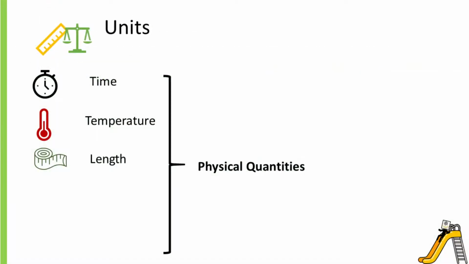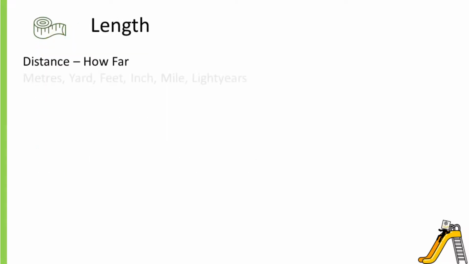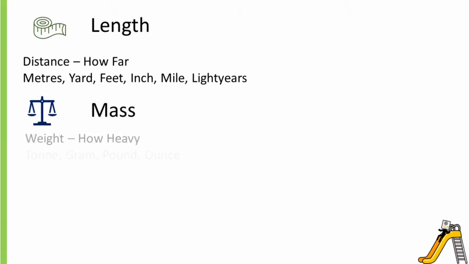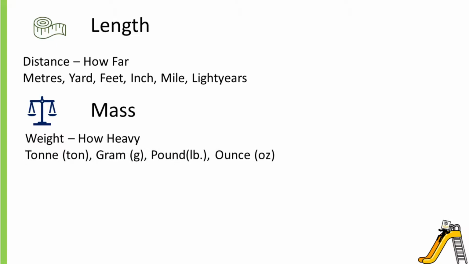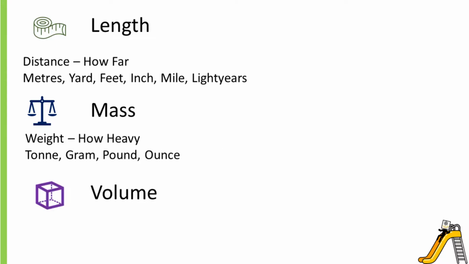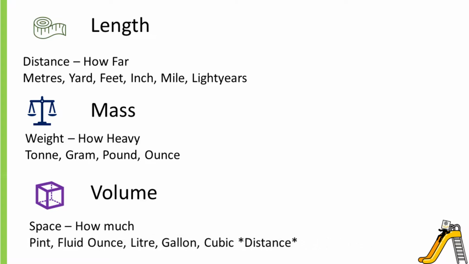Then taking a look at the other physical quantities, let's start with length. How far something is, we are measuring a distance here, and we can measure it in meters, yards, feet, inches, miles and light years. And then when you have a mass, which is a measure of how heavy something is, because that is a weight, you can measure it in tons, grams, pounds and ounces. And when you have a volume, when you are checking how much space you have, you can measure that in a pint, a fluid ounce, a liter, a gallon.